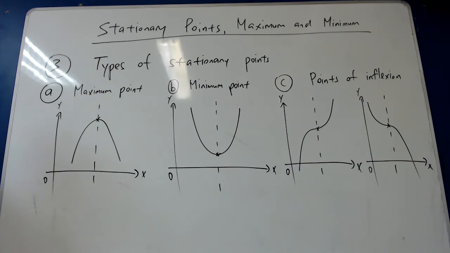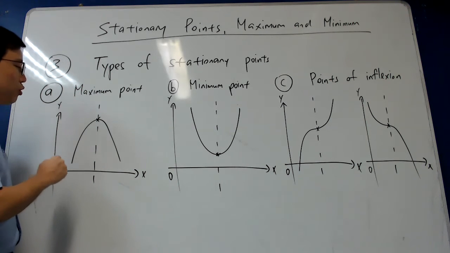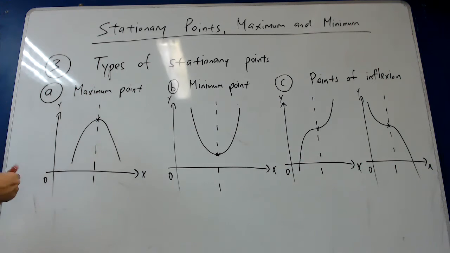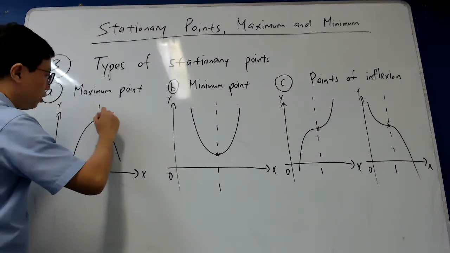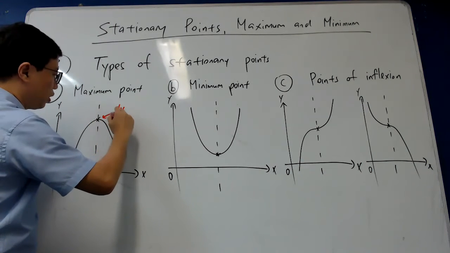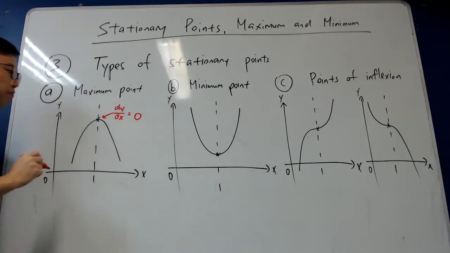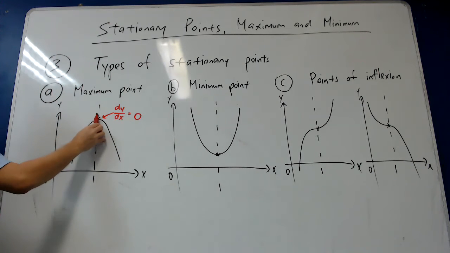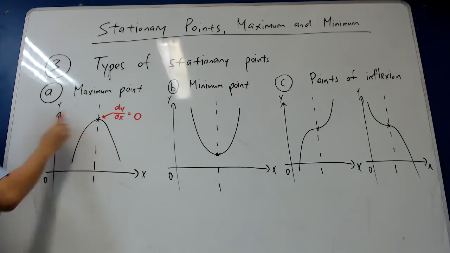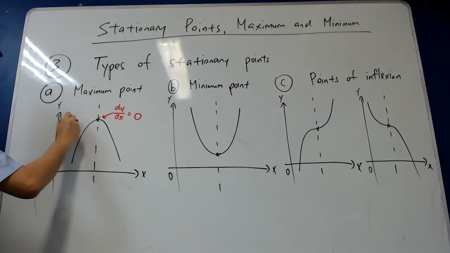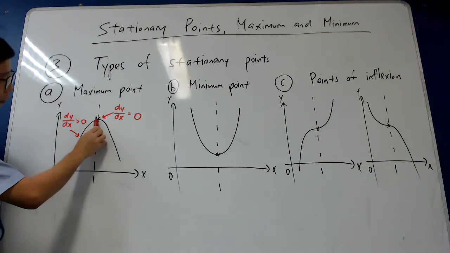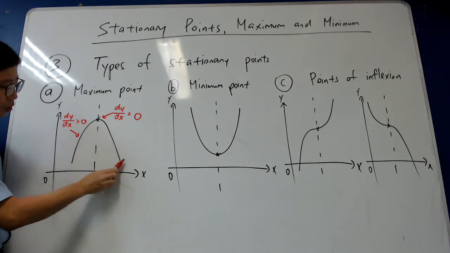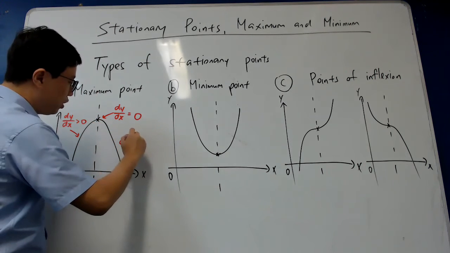Now, let's look at what happens with a maximum point. At the maximum point, the gradient is 0 because it's a stationary point. Before the maximum point, you can see that the curve is going up. Therefore, the gradient here is positive. After the stationary point, you can see that the curve goes down. So the gradient here is negative.